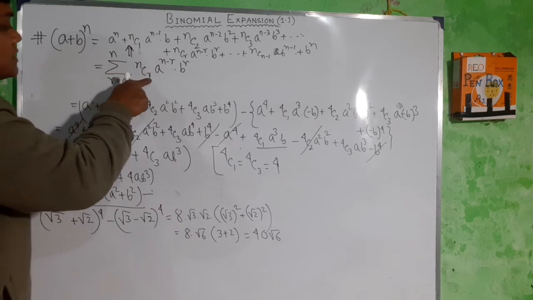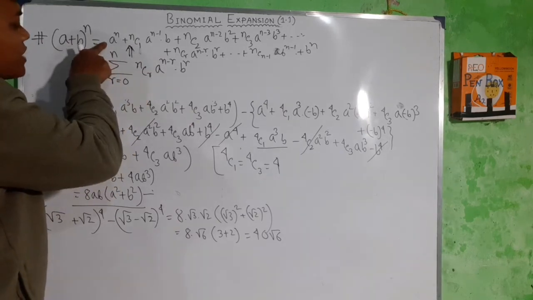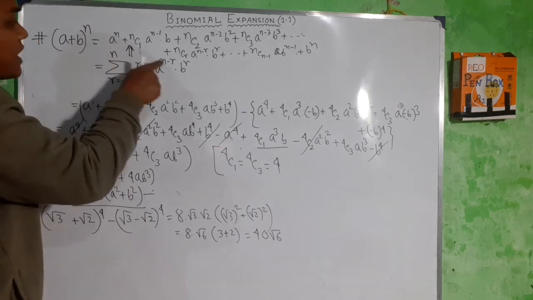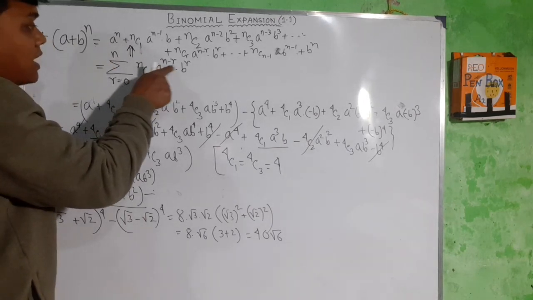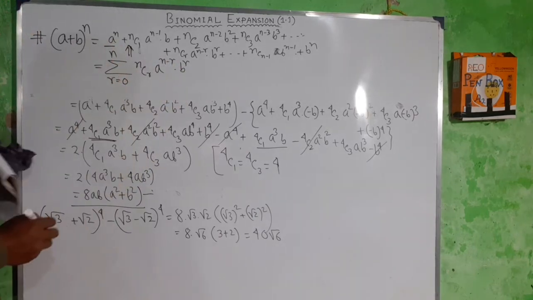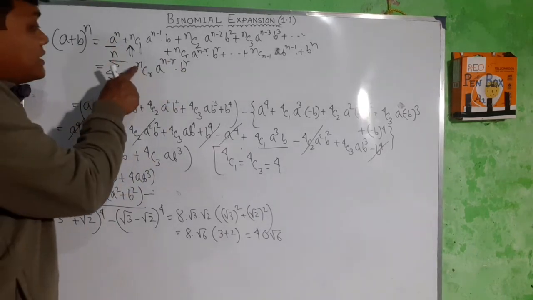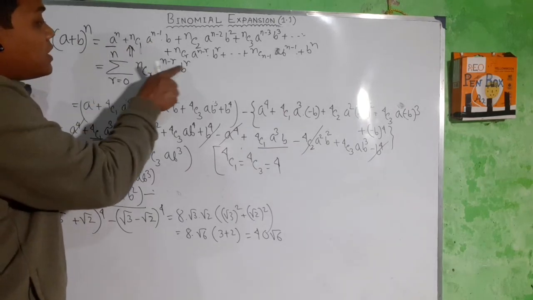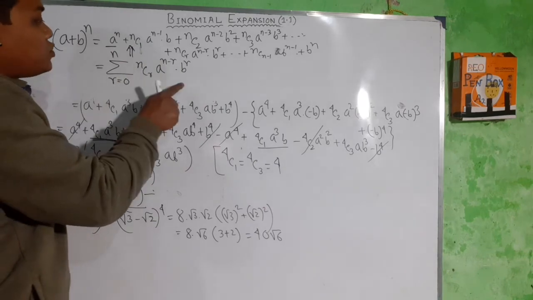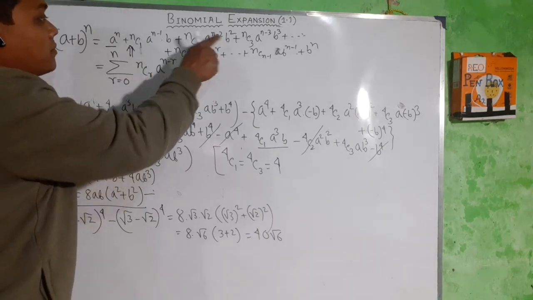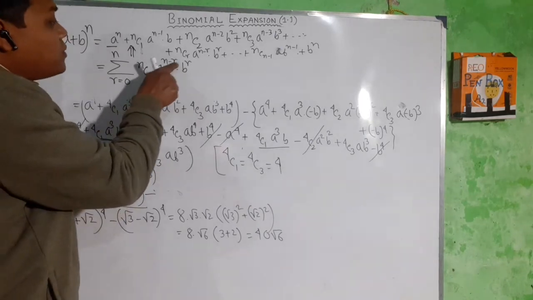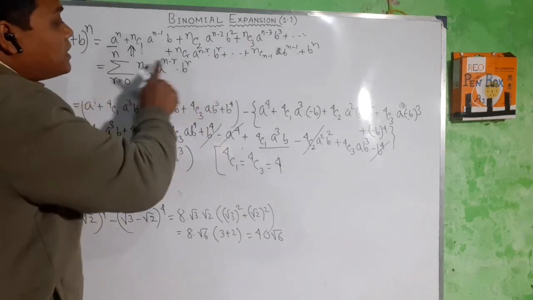Put nC0 equals 1. That's why I have not written a to the power n minus 0, that is a to the power n, and b to the power 0, that is 1. That's why I have a to the power n. And then put r equals 1: nC1 a to the power n minus 1 and b to the power 1, b to the power 1 means b. And then put r equals 2: nC2 a to the power n minus 2 into b square. Next nC3 a to the power n minus 3 b to the power 3, and so on.